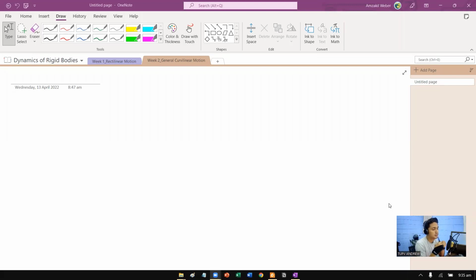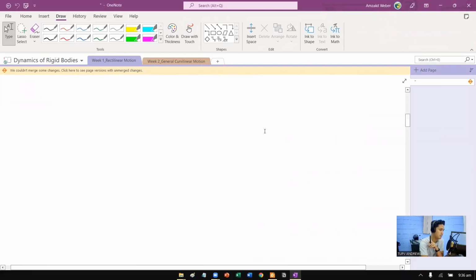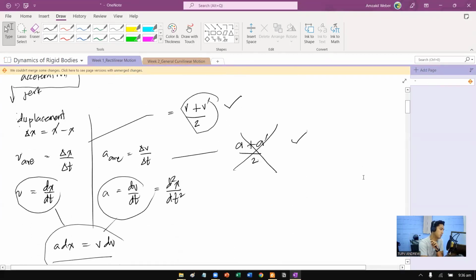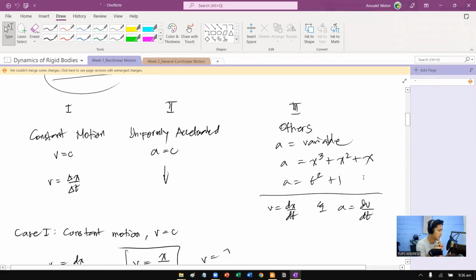So our next topic for today is about general curvilinear motion. But before we proceed with this topic, let's review some key concepts from the first topic, which is rectilinear motion. Previously we've discussed the differences in distance, position, displacement, as well as velocity, acceleration, and speed. And then we went through different categories of motion.